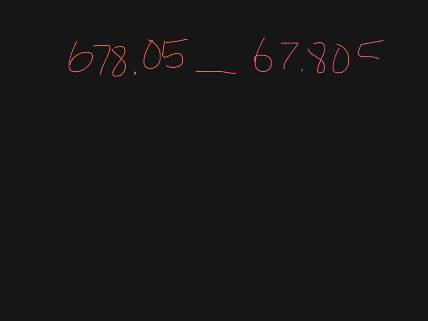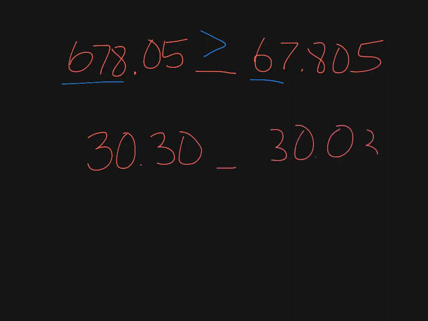The next one is going to use inequalities. We have 678 and 5 hundredths. We're going to compare that to 67 and 805 thousandths. This one's easy. This is 678. That's 67. So that's clearly the greater value. The second one is going to be 30 and 30 hundredths, and then 30 and 3 hundredths. We both have 30 and 30. So now in the tenths is a 3, and that is a 0. So we know that is going to be greater.